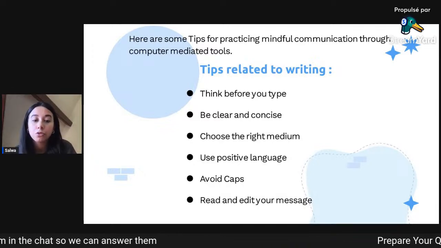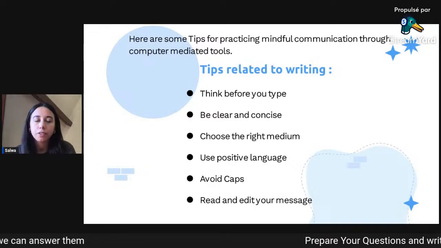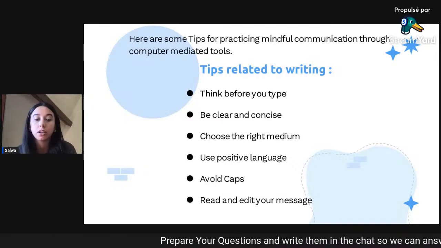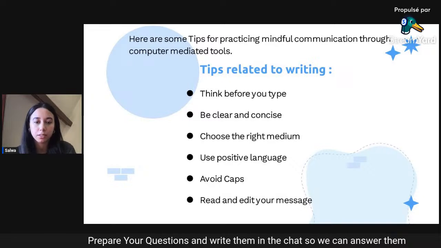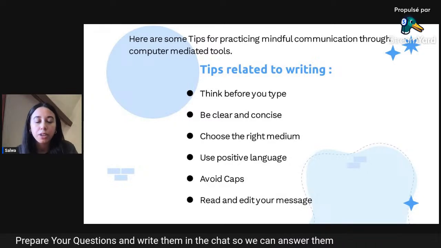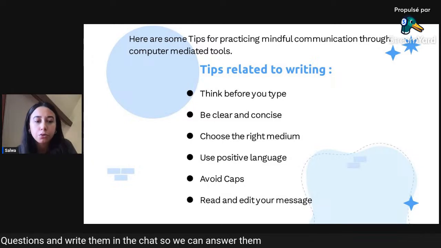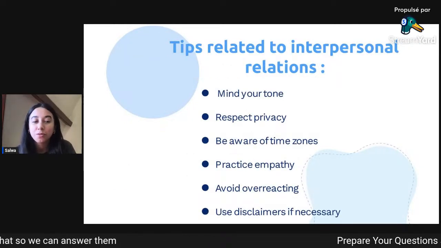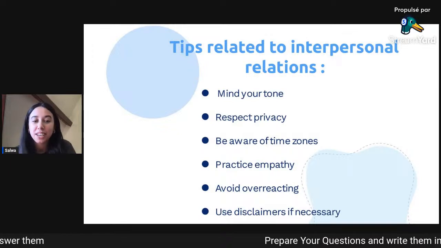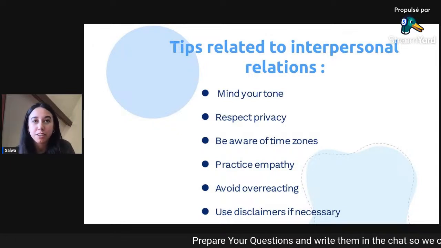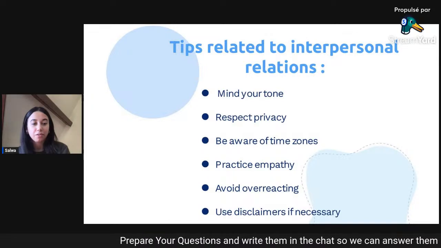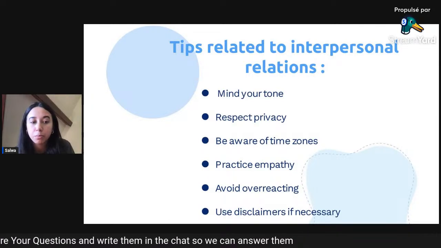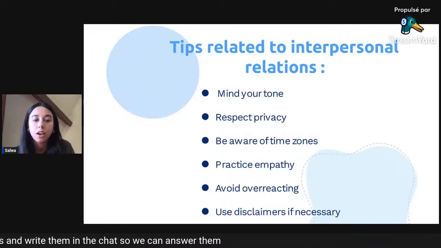Last, read and edit your message before you send it. Obviously, you can never be too sure about your words. You need to read your message and look for errors before you send it. Next, we have tips related to interpersonal relations. First of all, you need to mind your tone. You can't speak or write a message with whatever tone comes to your mind. You need to respect, for example, elderly people or your hierarchy.